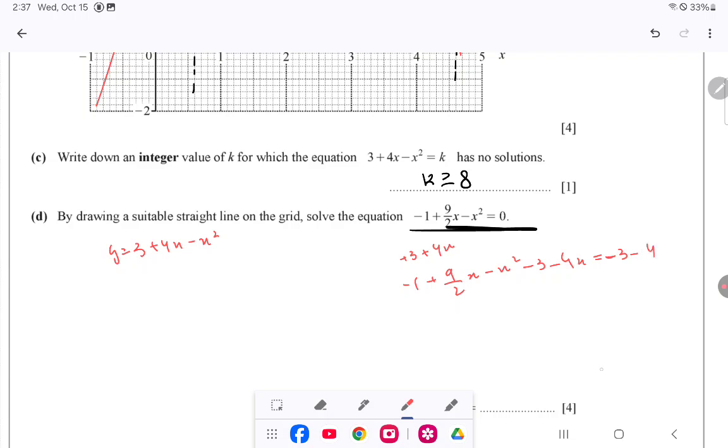By solving it further, we will be left with negative of 1. We will be left with 3 plus 4x minus x square minus 1 plus 9 over 2x minus 3 minus 4x is equal to 0. This is our y.